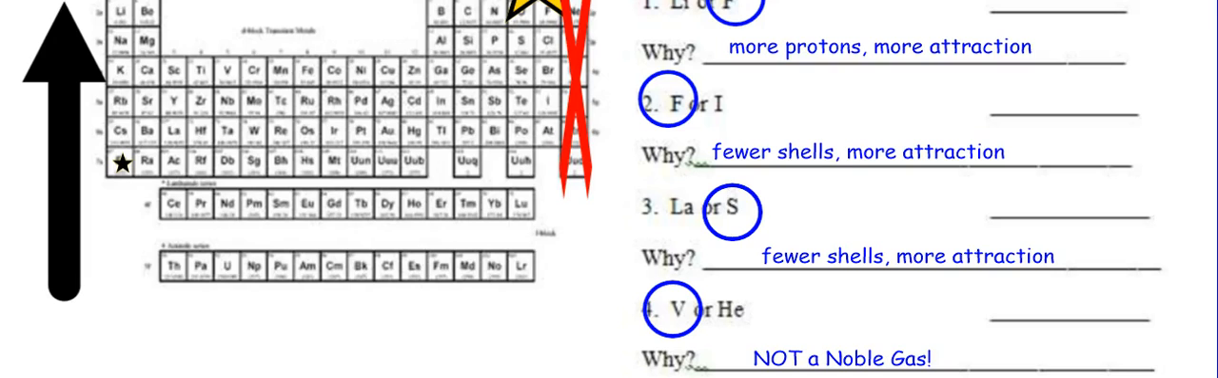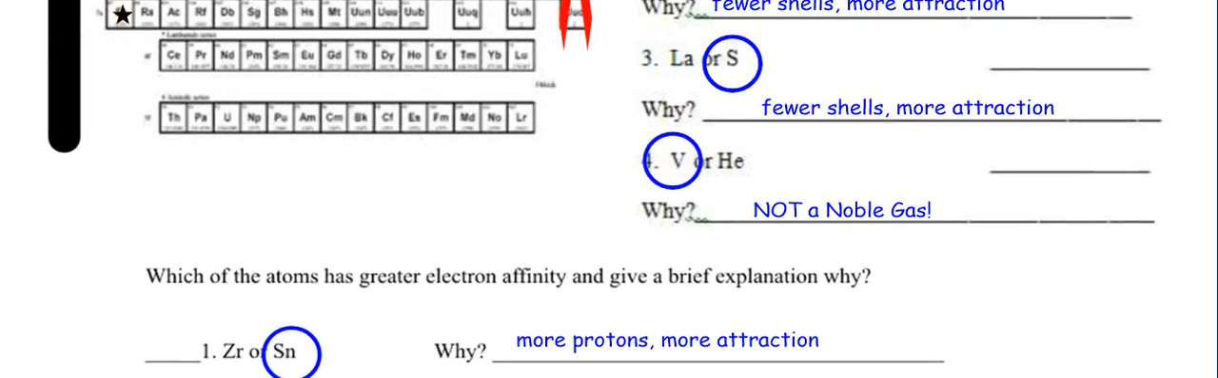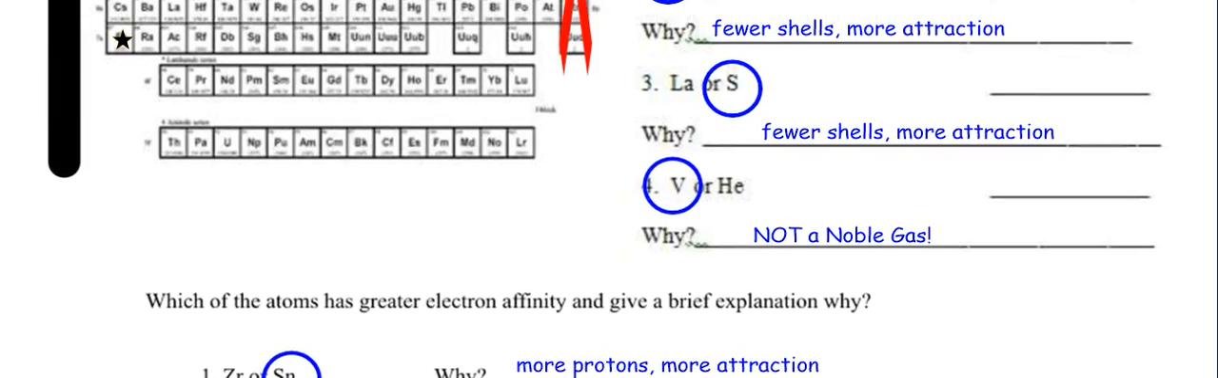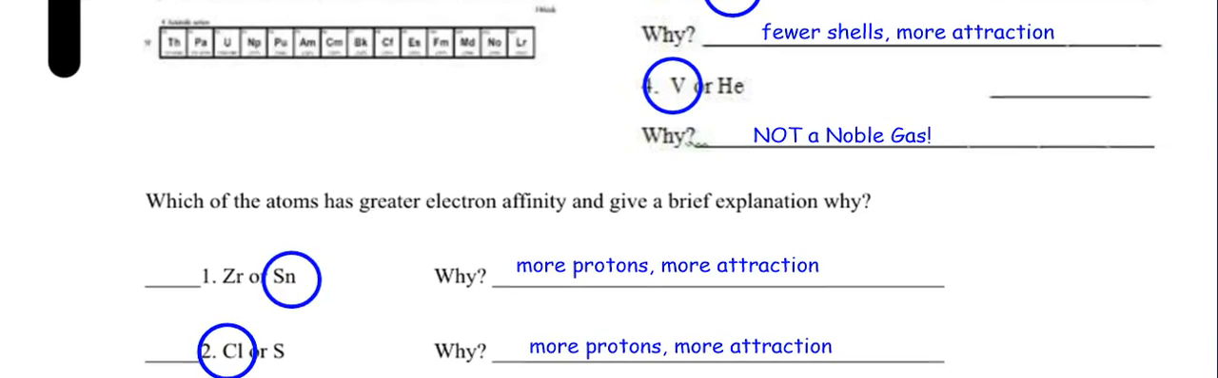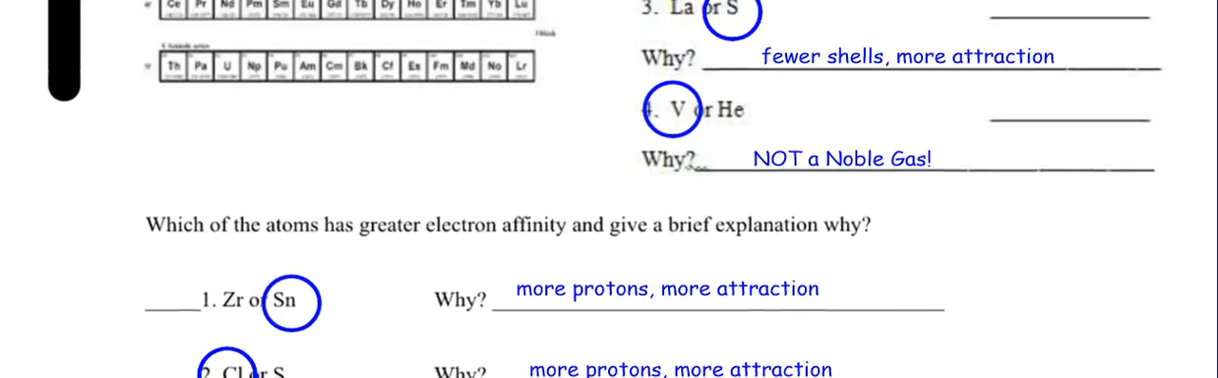Okay, welcome back. Let's see here. So zirconium or tin, they're both in the same period. So which one has a greater electron affinity? Tin. All right, chlorine or sulfur? Well, they're in the same period. Here's chlorine, here's sulfur. They're in the same period. Well, which one is it? It is chlorine. Has more protons, more attraction.